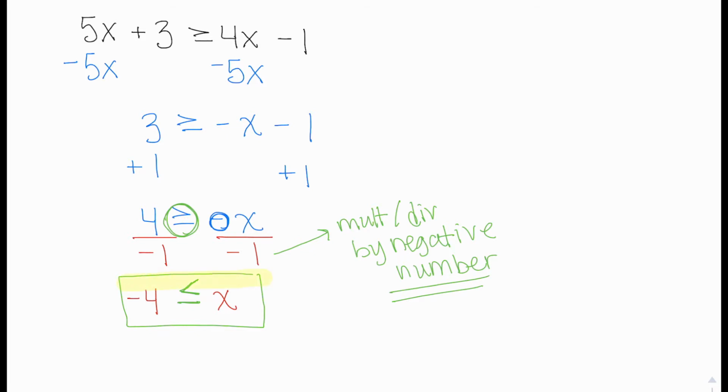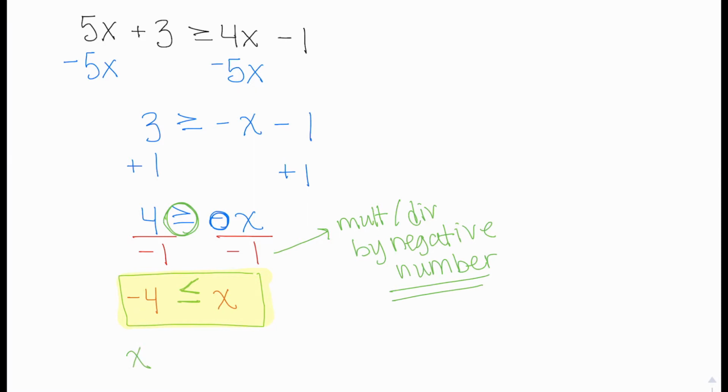So here we have one way to write the solution for this inequality. We could leave it like this, which if you read it is -4 is less than or equal to x. You might want to write the x first. So if we do that, it becomes x is greater than or equal to -4. So these two inequalities mean the exact same thing. And now let's go ahead and graph our solution.